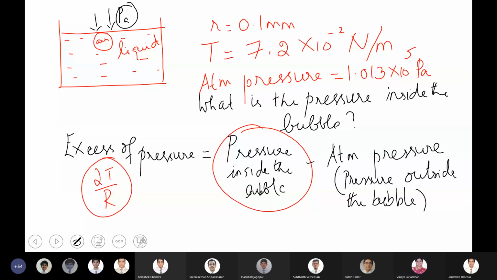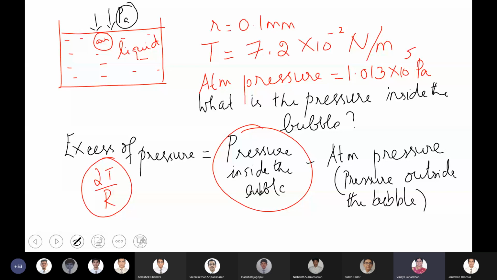Calculate, boys. I got the answer: 1.014 times 10 to the power of 5 newtons per meter square. Correct. May I know who is that? Ma'am, Nishant. Good.